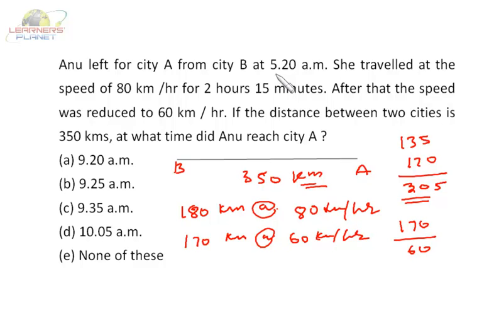So it started at 5:20. After that, 300 minutes means 5 hours, and 5 hours plus 5 minutes from this is 10:25 a.m. I hope you are clear.